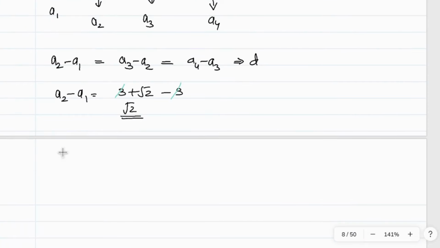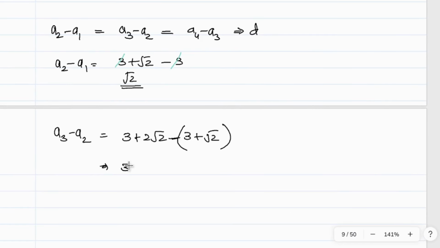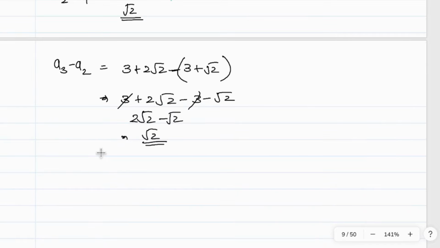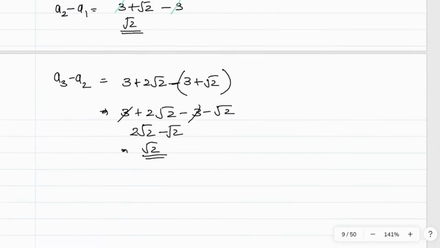Okay, now let's do A3 minus A2. What is A3 minus A2? Which is equal to 3 plus 2 root 2 minus (3 plus root 2), right? So we can write 3 plus 2 root 2 minus 3 minus root 2. This and this will get cancelled. 2 root 2 minus root 2 means how much? It is root 2 again, 1 root 2, which is equal to root 2. Therefore, we got A3 minus A2 is also equal to root 2.